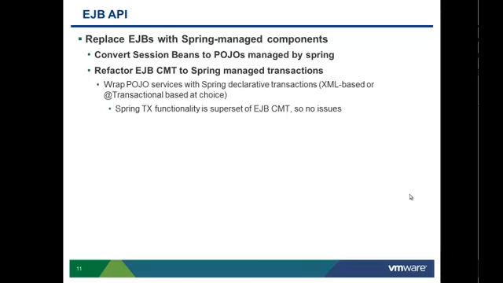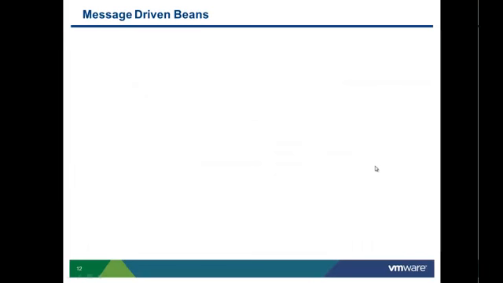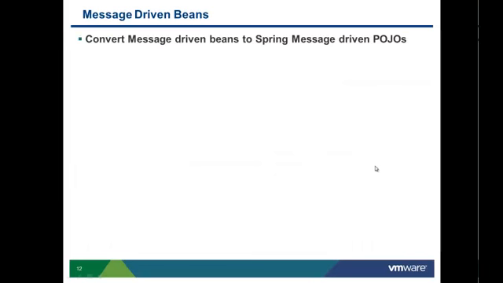The application contains a number of message-driven beans. Assuming that an external JMS provider is available, the migration of each MDB is typically reasonably straightforward. Such beans are usually migrated to Spring message-driven POJOs, driven by a message listener container.